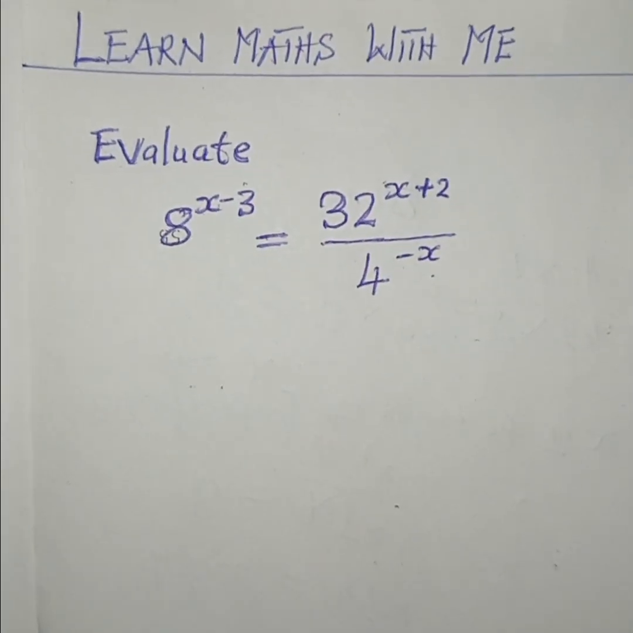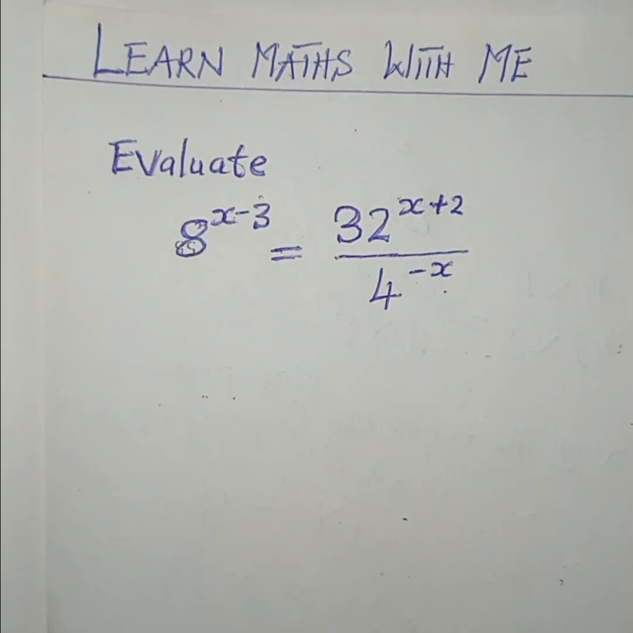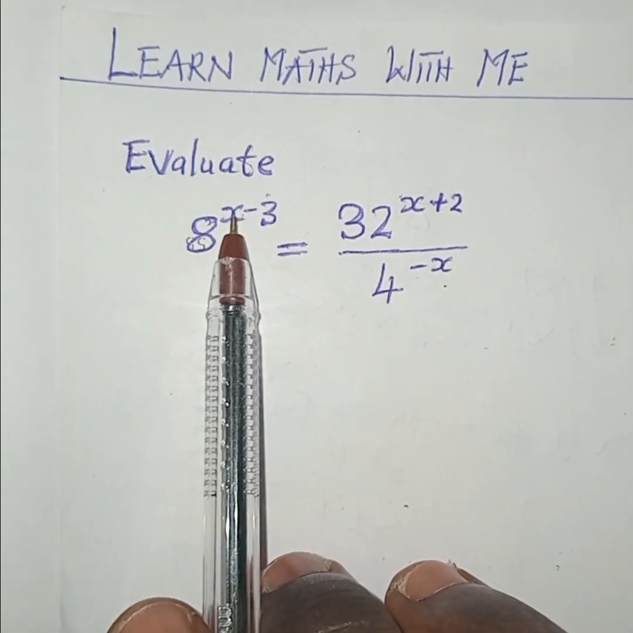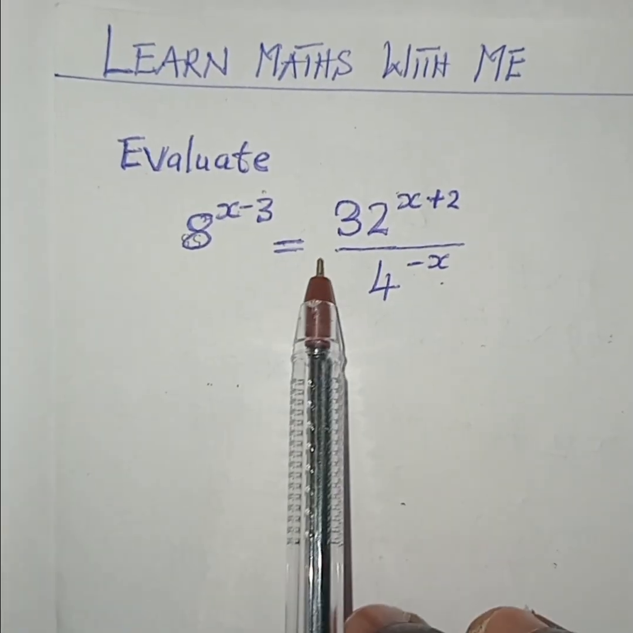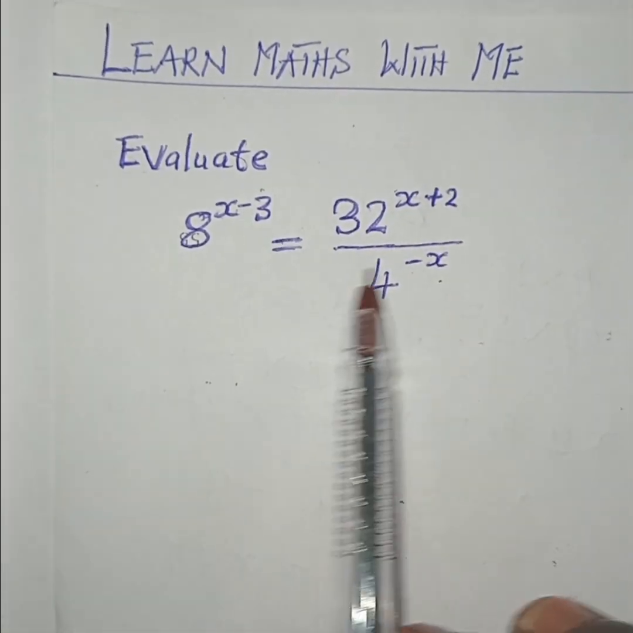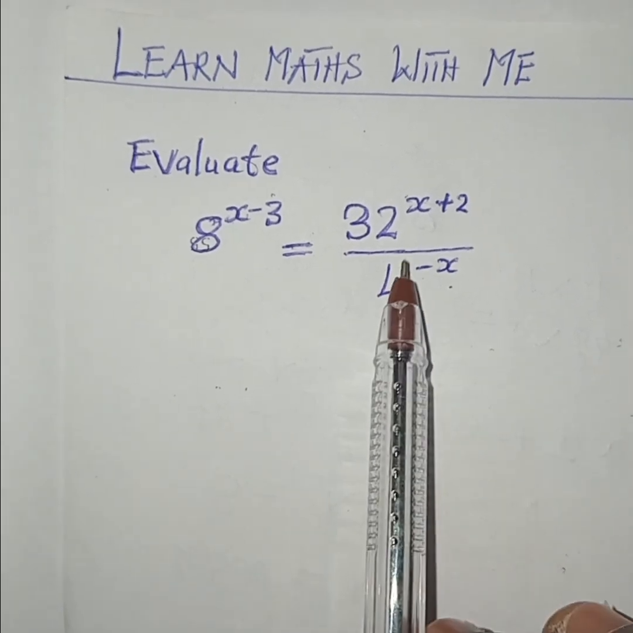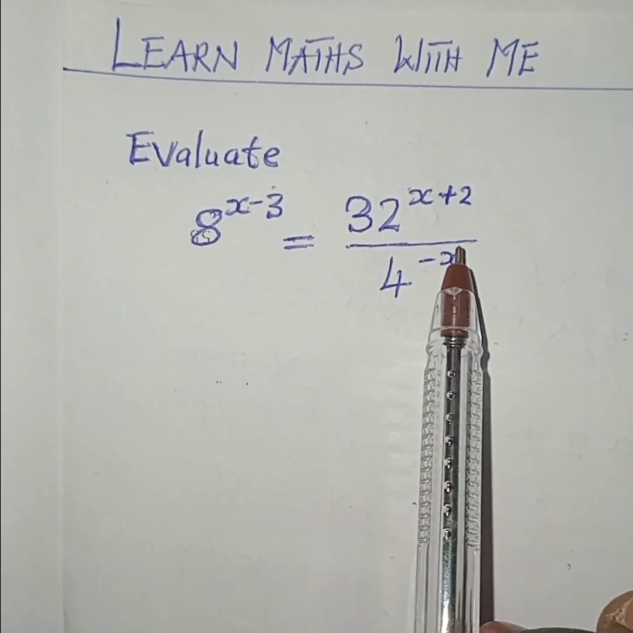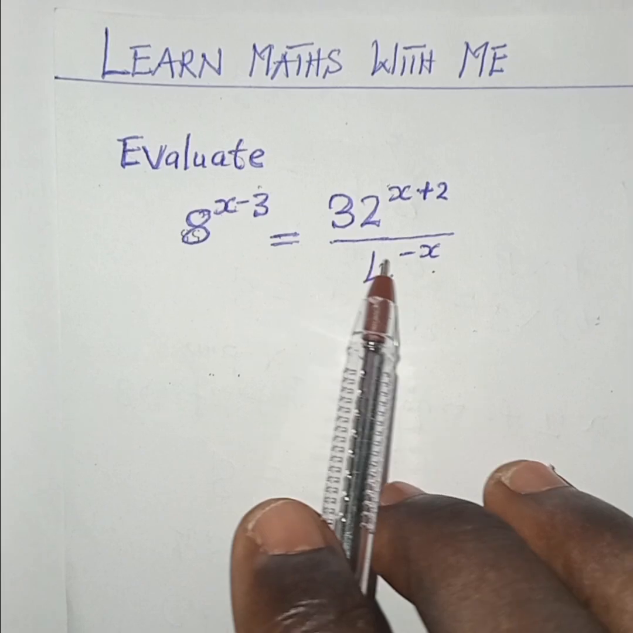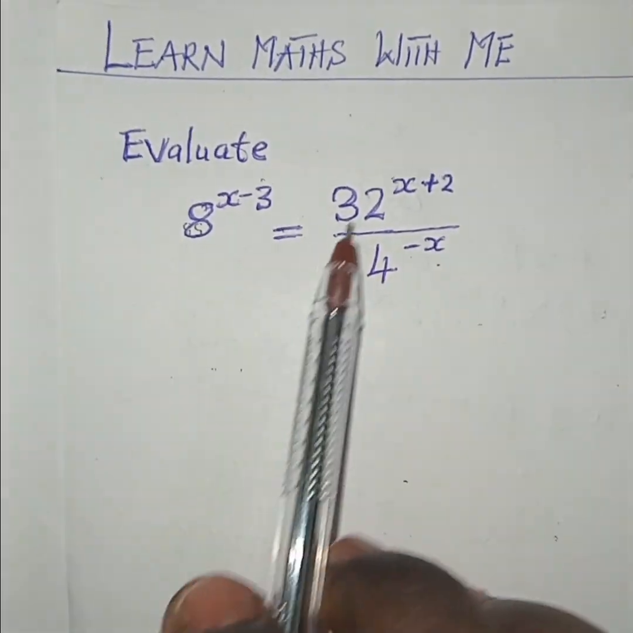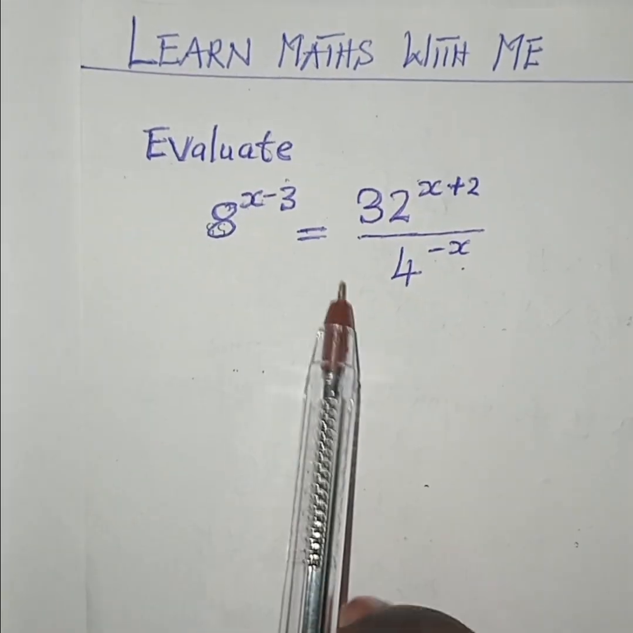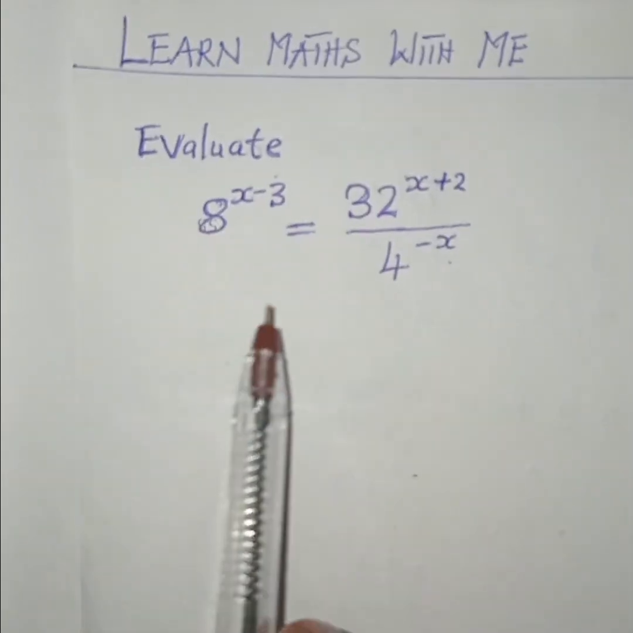So today we have a question before us. The question says evaluate 8 raised to the power of x minus 3 equals 32 raised to the power of x plus 2 divided by 4 raised to the power of minus x. So we are expected to simplify this question and find the value of x. Please pay attention as I will be solving it.